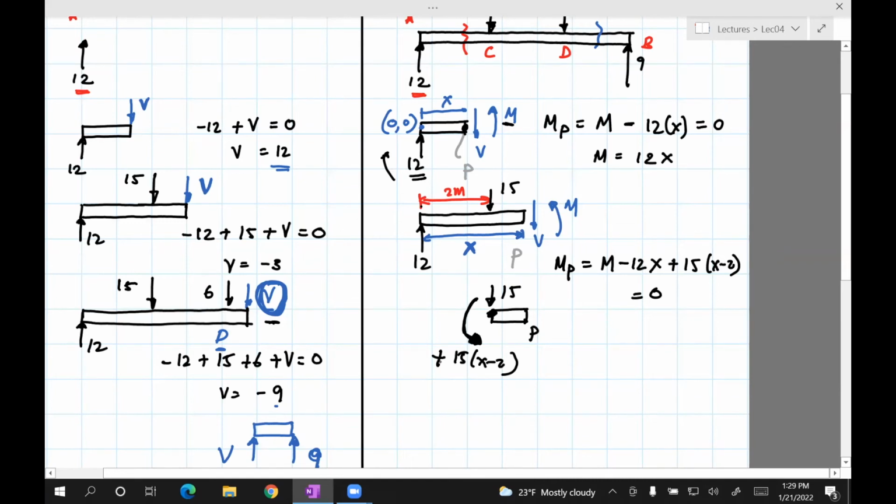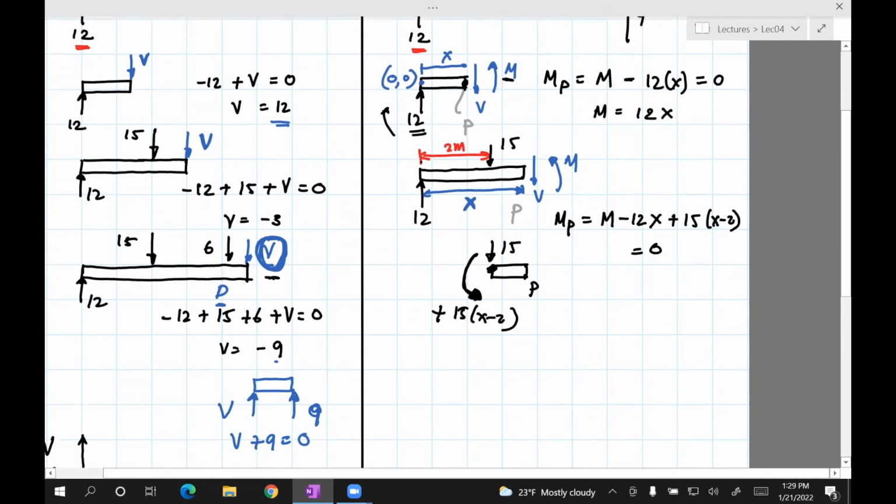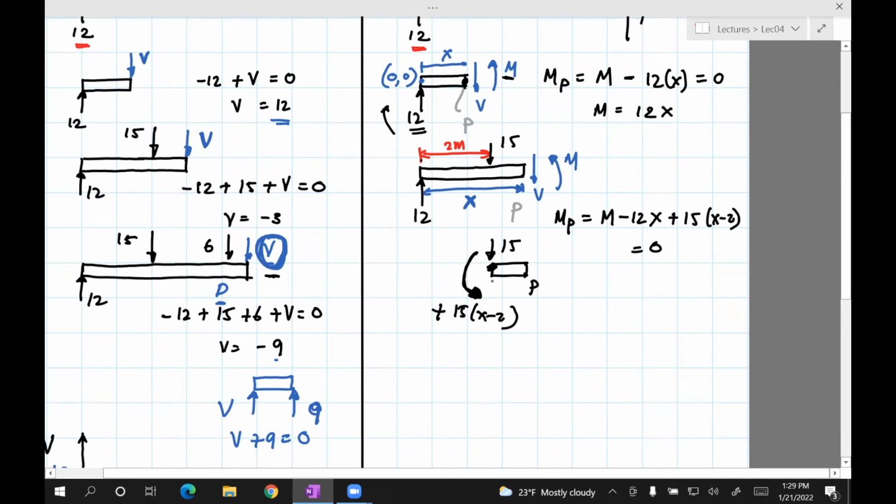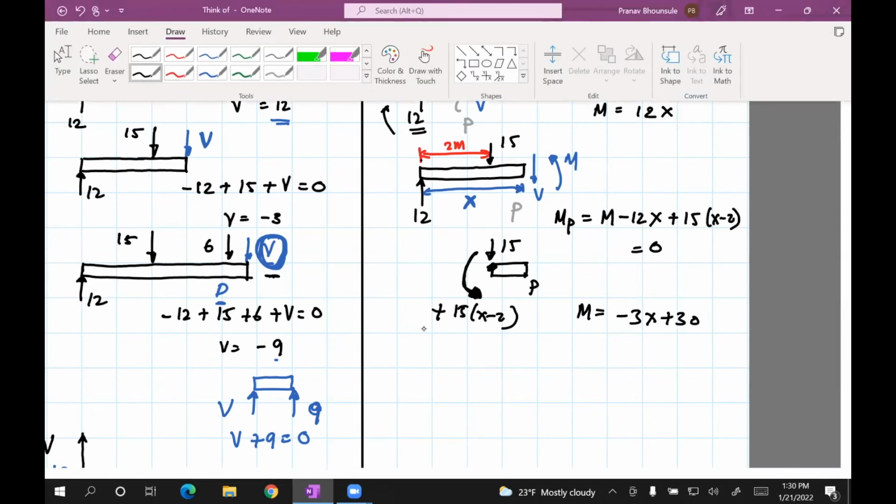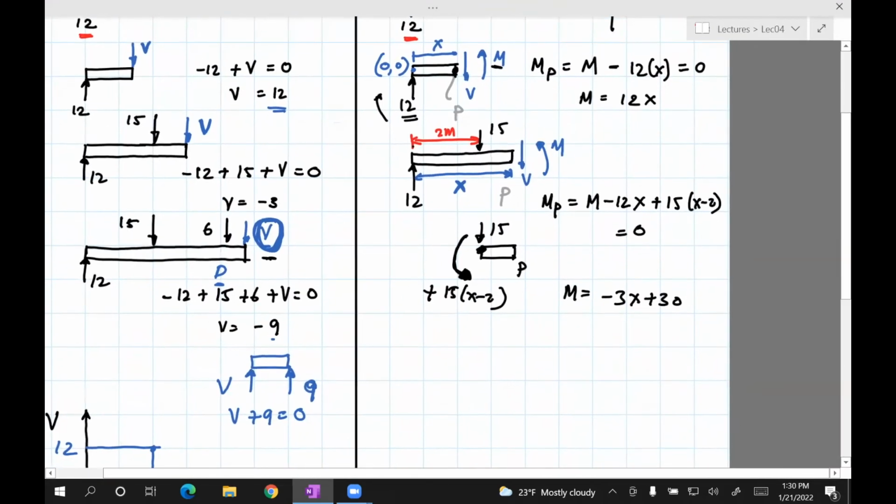Sometimes it's just easy to break this down individually. It just takes a lot of space, so I avoid it, but feel free to do this in your rough work if that's easier. Okay, let's simplify this equation. I'm just going to write down from my notes. I think what I get is M equals minus 3x plus 30. Okay, we're just one step from drawing the shear and bending moment diagram.